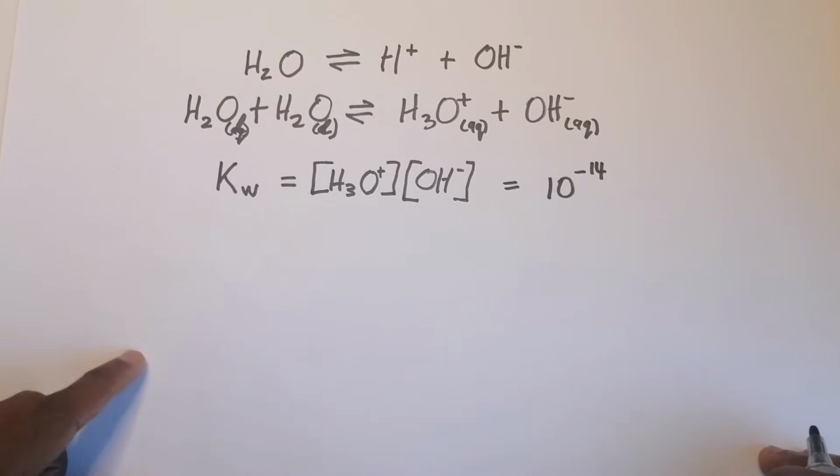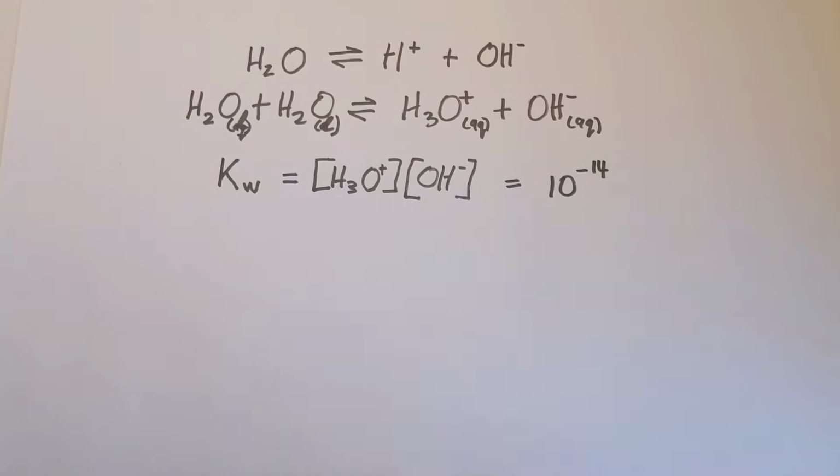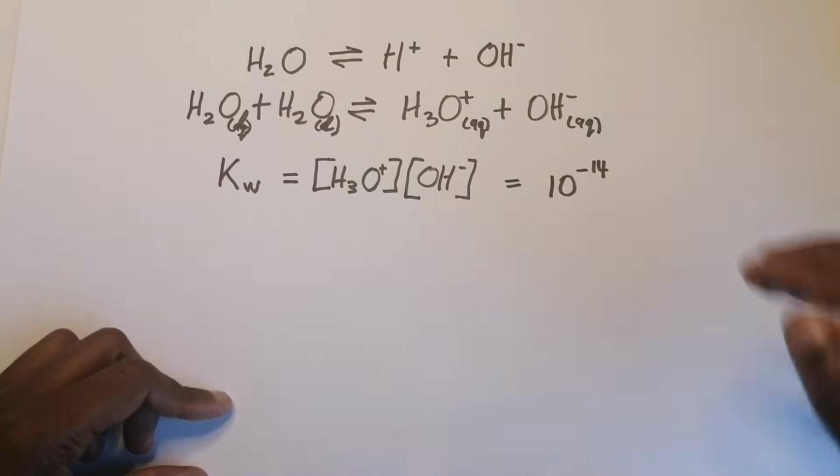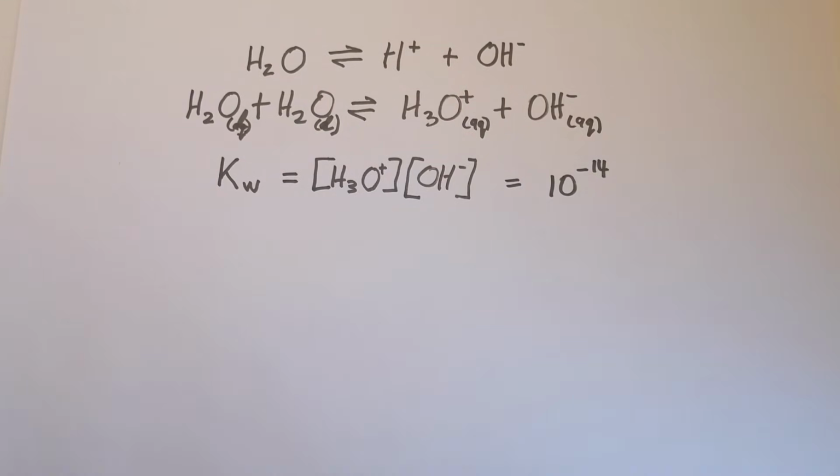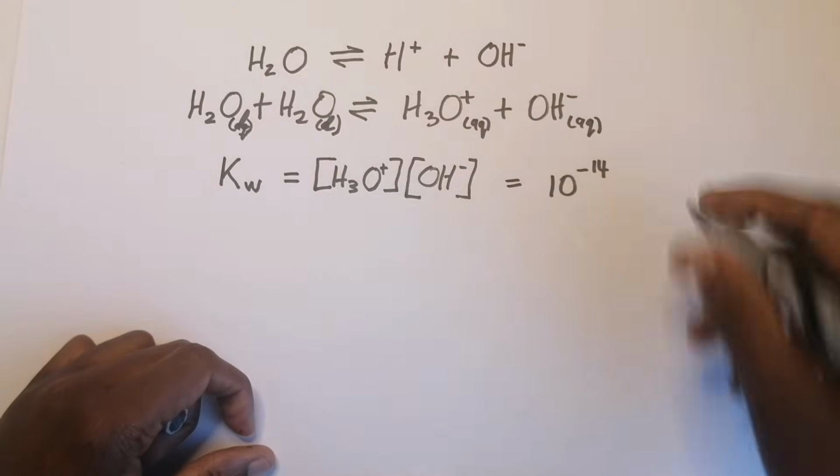I'm sure many of you are wondering, but how on earth did they get that value? All they needed to do was conduct the experiment of water ionizing at 25 degrees, and in this case it gave us a constant. It was a value that they got. They measured it, so they got a value of 10 to the minus 14.